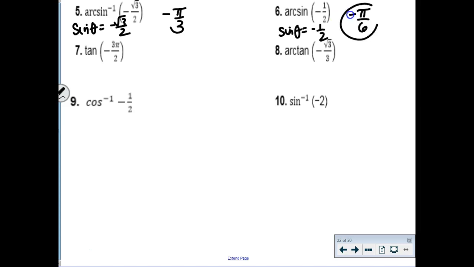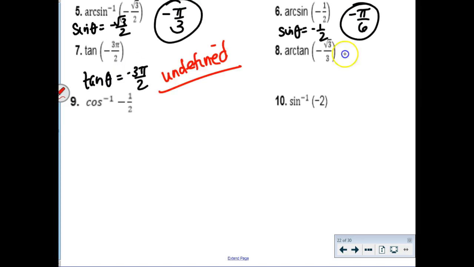Good. Negative pi over 6. Very good. Okay, that's not what the question's saying. That's a very tricky question.